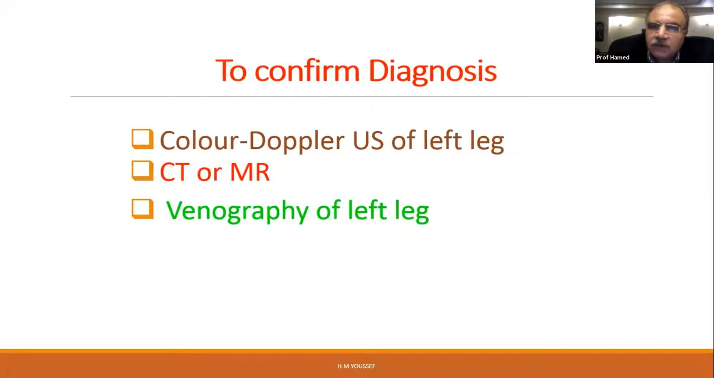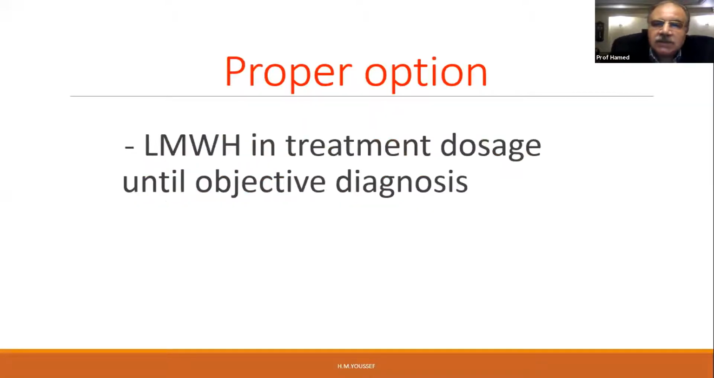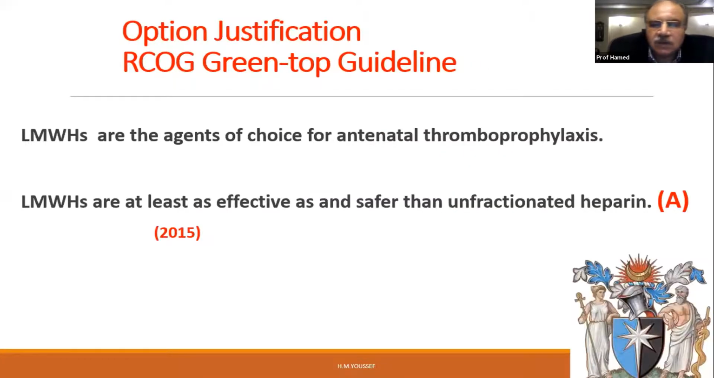Okay. In order to confirm the diagnosis, you have the duplex and the color Doppler. MRI and CT are not preferred during pregnancy. So the proper option is low molecular weight heparin in the treatment dose until objective diagnosis. The recommendation is that low molecular weight heparins are the agent of choice for antenatal thromboprophylaxis, and are at least as effective as and safer than unfractionated heparin.